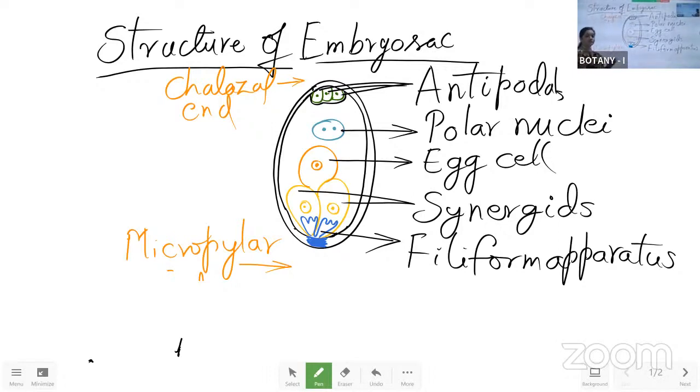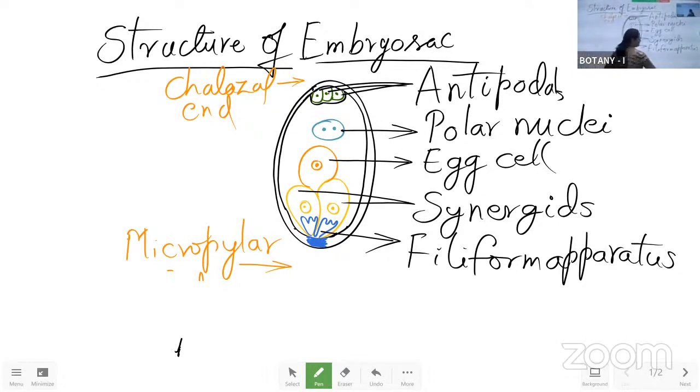At the time of fertilization, before the entry of a pollen tube into the embryo sac, the three antipodals will disintegrate and give space and energy for the further development of the egg cell. This is the last sentence we have to write in the antipodals part.